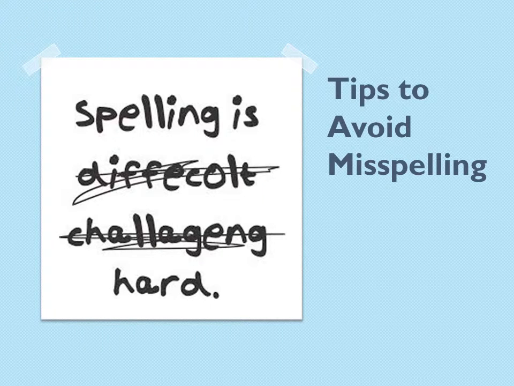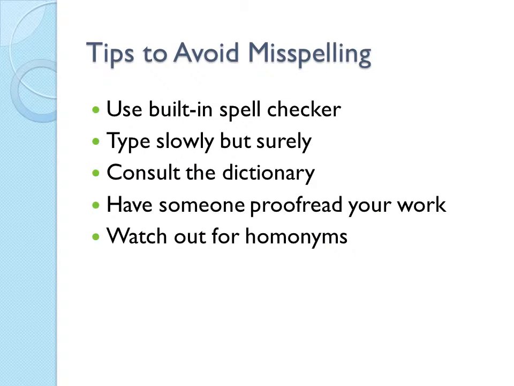Now that we know about different spelling errors, here are some tips you can use to avoid misspelling. You can use your computer spell and grammar checks if you're having doubts about your spelling, but don't always count on them to keep your writing error-free. Sometimes, these tools miss spelling errors or tell you that your grammar is wrong when in reality it's not. Type slowly but surely. It's better to type slowly with perfect spelling than to have to rescan your whole work for spelling errors.